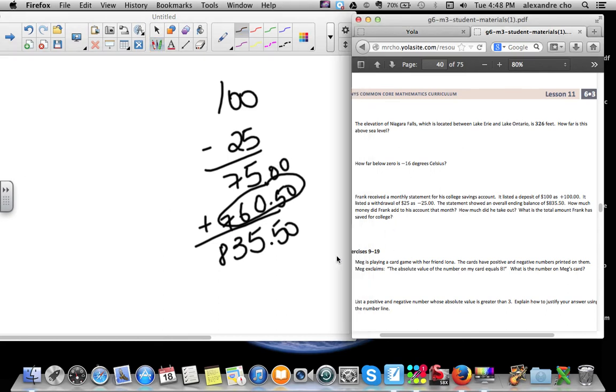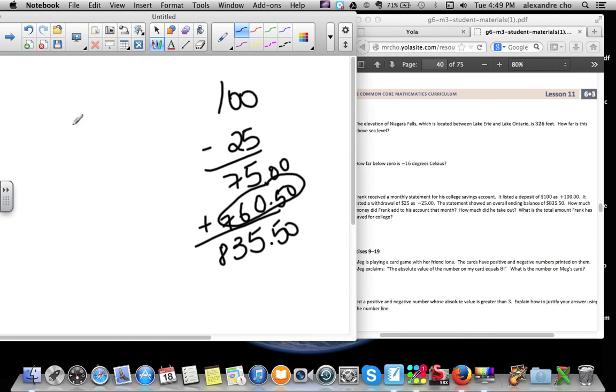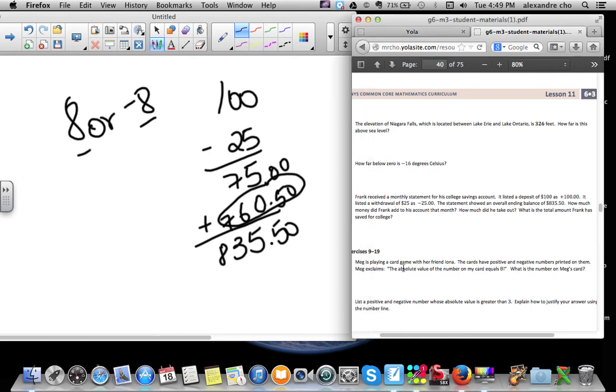Meg's playing a card game with her friend Iona. Positive and negative numbers are printed on them. The absolute value of the number on my card equals 8. What is the number on Meg's card? For this one, her card can be two numbers. Her card can either be 8 or negative 8. So Meg's card can either be 8 or negative 8.